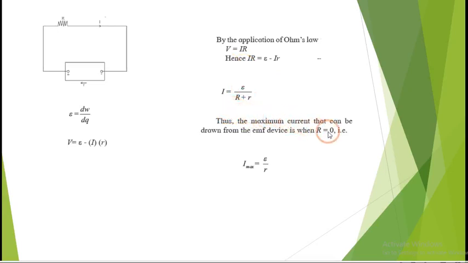Therefore, the maximum current that can be drawn from the EMF device is when R is equal to 0. That is, I max is equal to E upon r. This is the maximum allowed current from an EMF device. Due to all these things, this decides the maximum current rating of a cell or a battery.